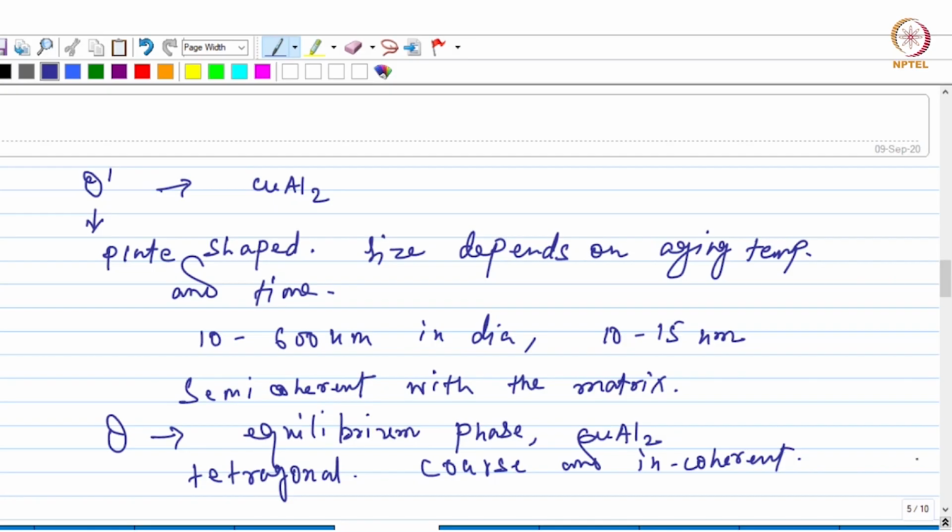We'll also talk about some of the alloys in each of these alloy systems. So when you talk about the 2000 series, a very popular alloy is this one, 2024. This has a composition of 4.4% copper, 1.5% magnesium, and some amount of manganese.